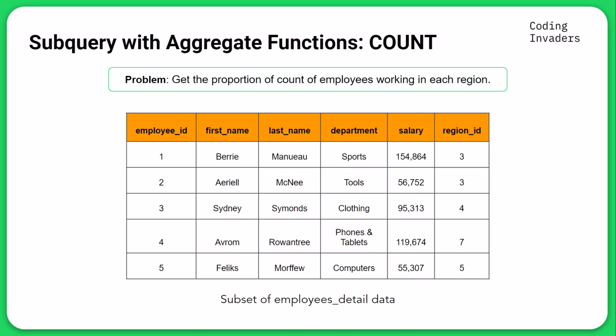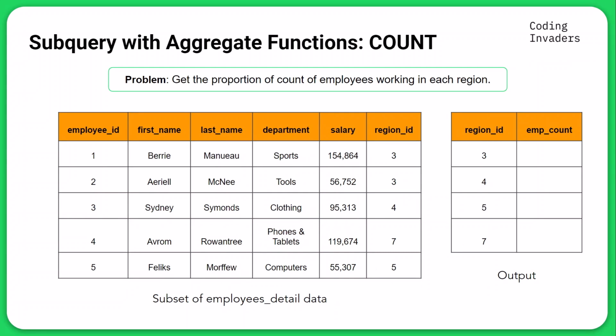So now let's solve another problem. Once again, we will refer to the smaller subset of the data shown. The problem that we will solve is to get the proportion of the count of employees working in each region. So let's figure this out together. How many employees are there in each region? Let's get this info first in the table on the right. I've copied over each of the distinct region IDs. Can you tell me the count for each region ID in the blank column?